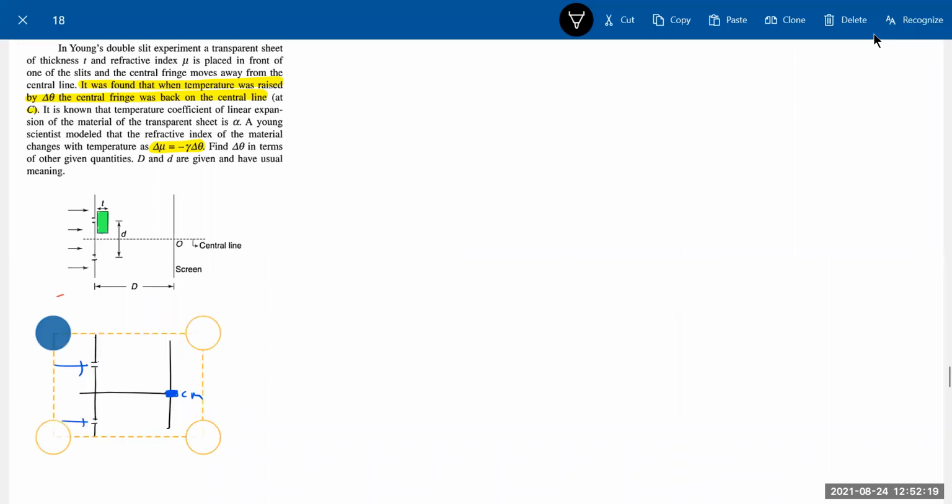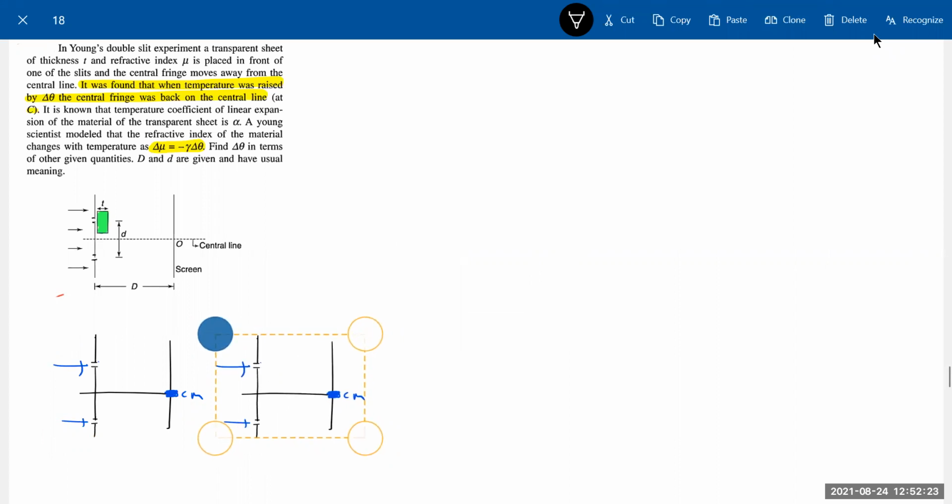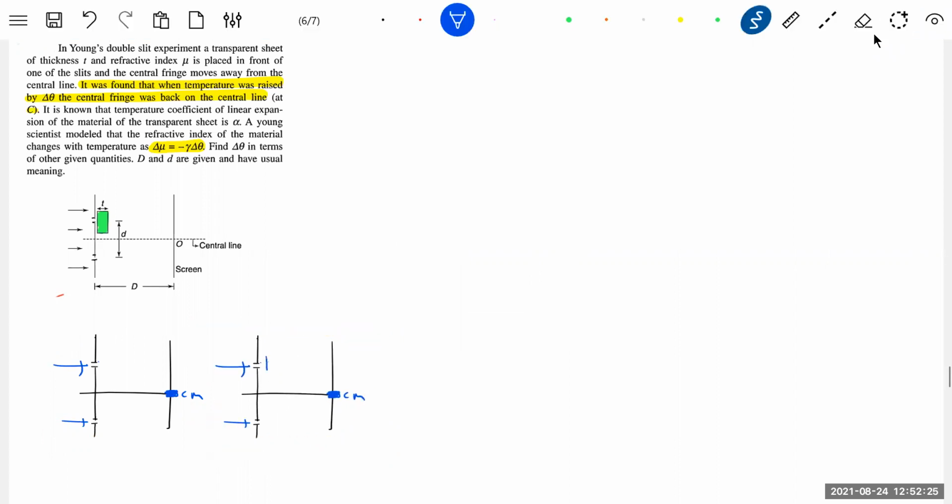When you bring a slab, when you place a slab, central maxima will shift above, no? Because when you place the slab at the upper slit, central maxima will shift above the axis. When you place the slab below the slit, central maxima will shift below the axis. These are the ideas.